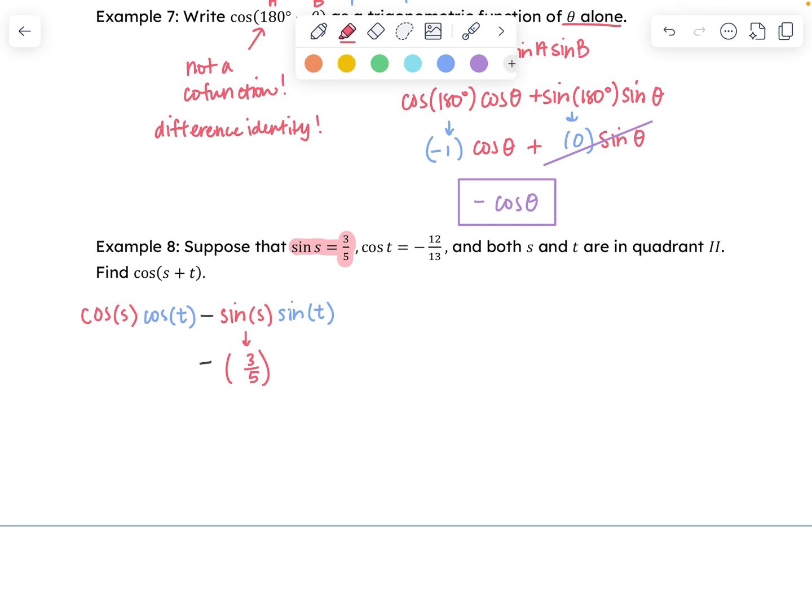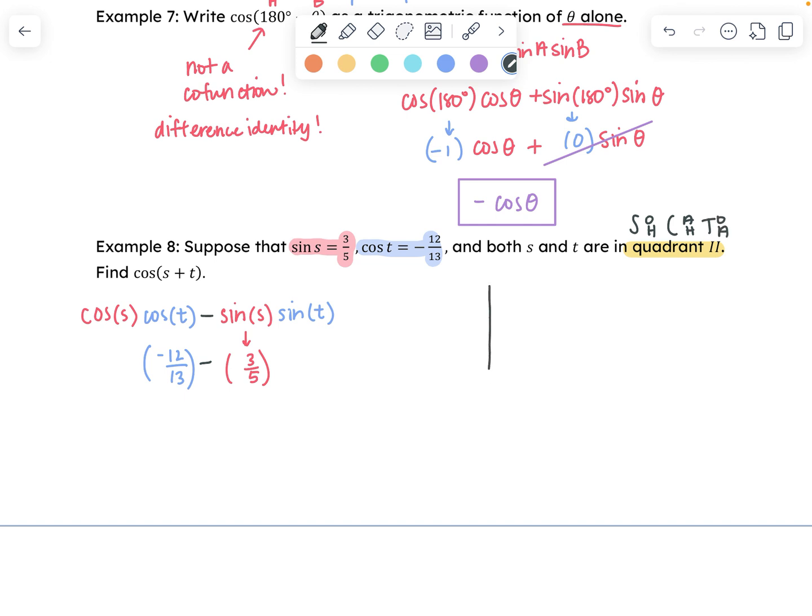And I know my cosine of t. I can plug that in over here. But you'll notice we're missing some parts. I don't know my cosine of s, and I don't know my sine of t. Now it does tell us that both angles are in quadrant 2. And so we're going to have to use some of our previous knowledge that we talked about in some previous units, some of the things that you've learned in geometry. Specifically, we're going to have to use our SOHCAHTOA to help us out here to find our missing values.